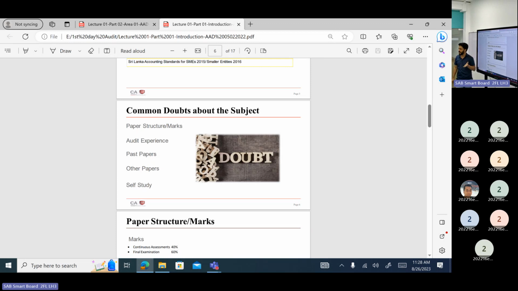Don't have much time, but you have to have a self-study. Why? You are going to face the exam. No, I won't be there for the exam. You have to write it. You have to present it on your own, right? So the paper structure and marks.